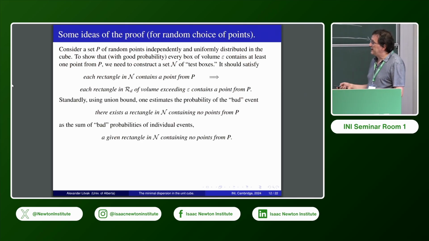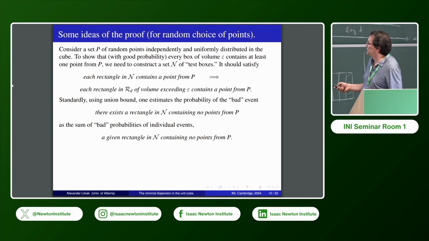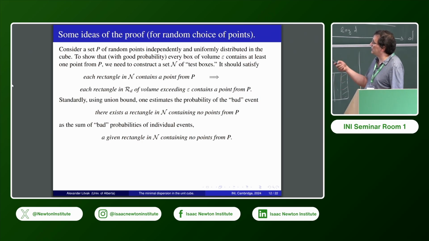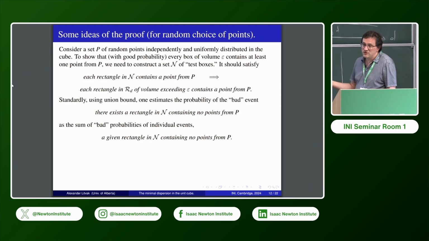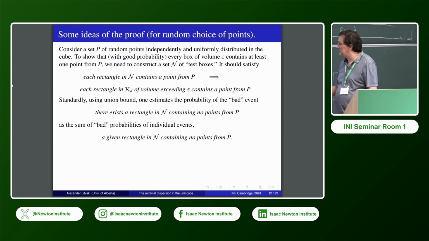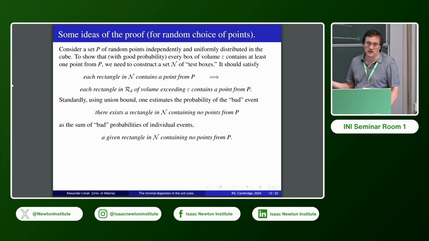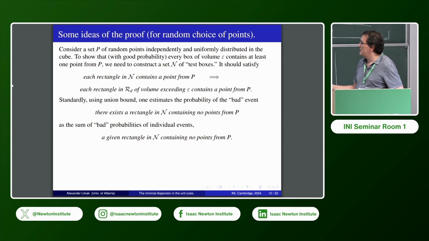And then we just apply the union bound, because how to estimate the probability of the bad event, that some of them contain no points, so there exists a rectangle containing no points. We estimate using the union bound: the sum of probabilities that a given rectangle contains no point. This is more or less a standard technique and standard method. So here we need to find a balance between the size of the net, because we will multiply by the size of the net using the uniform bound, and the probability.